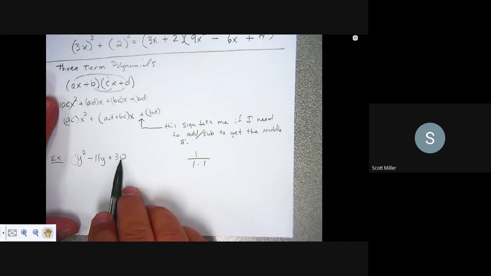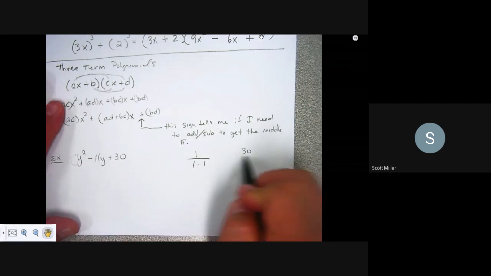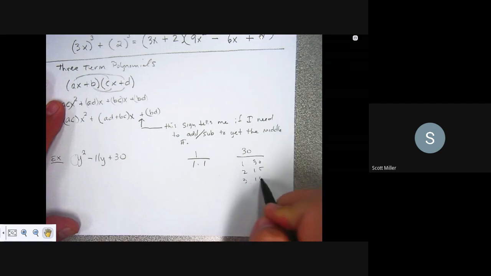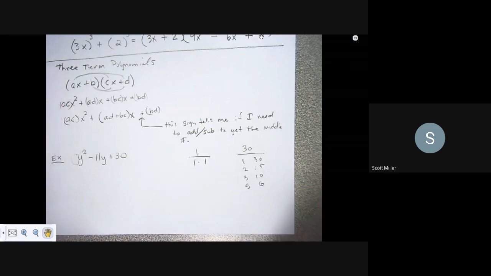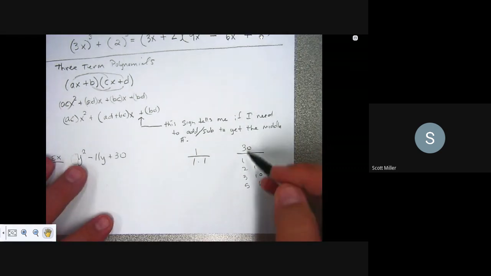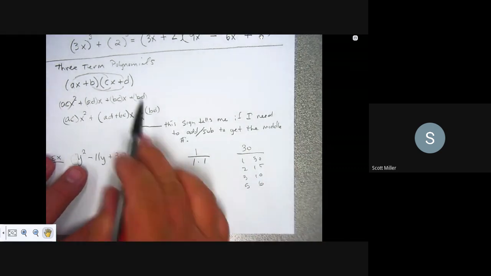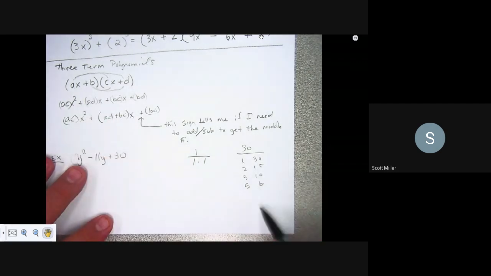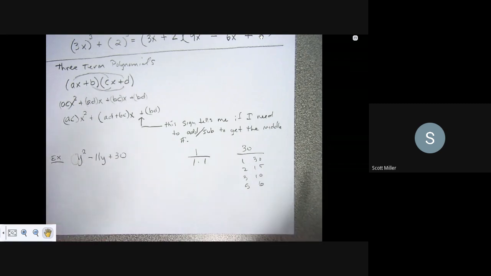This is the back number, 30. So I need to find the factors of 30: 1 and 30, 2 and 15, 3 and 10, 5 and 6. So here you can see I have 4 choices to be in the back. So B and D could be one of these pairs. One of these numbers is going to be a B and its partner is going to be the D. Our job is to find out which one it is.